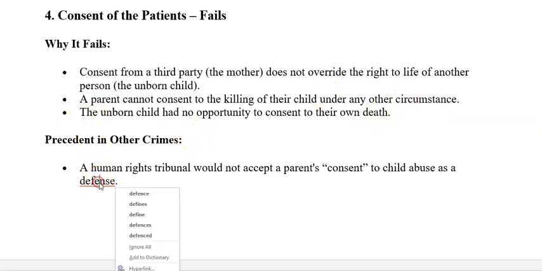Let's read this again because I do believe that should be self-evident, right? The unborn child had no opportunity to consent to their own death. So the precedent in other crimes: a human rights tribunal would not accept a parent's consent to child murder or abuse as a defense, right? So the parent's consent certainly does not override the inherent right to life, right?